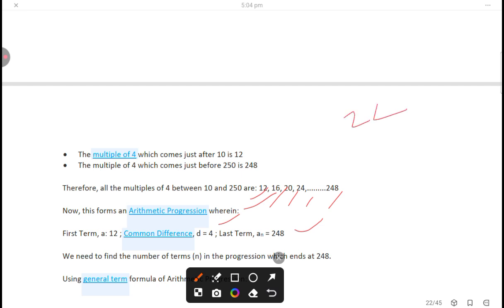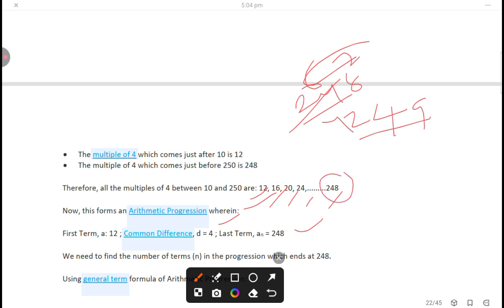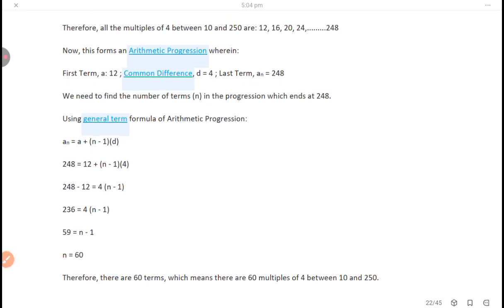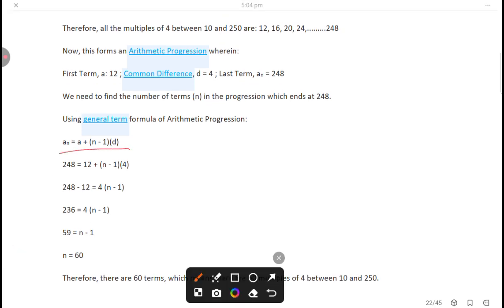So you check, is 249 divisible by 4? No. Is 248 divisible by 4? 4 sixes are 24, 4 twos are 8, yes. So 248 is the last number that is a multiple of 4. So you know the first term, you know the last term, you know the difference. You can find the number of terms. So using this a_n formula, a_n is 248, the last term is 248, a is 12, n minus 1, d is 4, n equals 60. There are 60 terms.